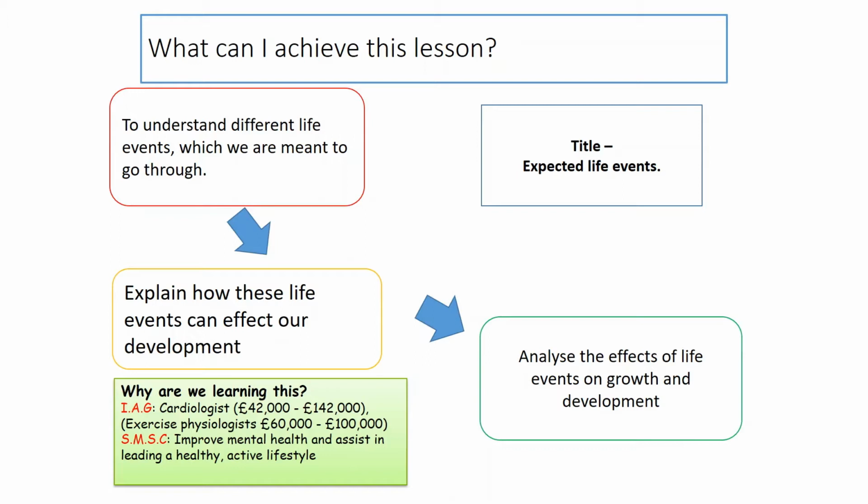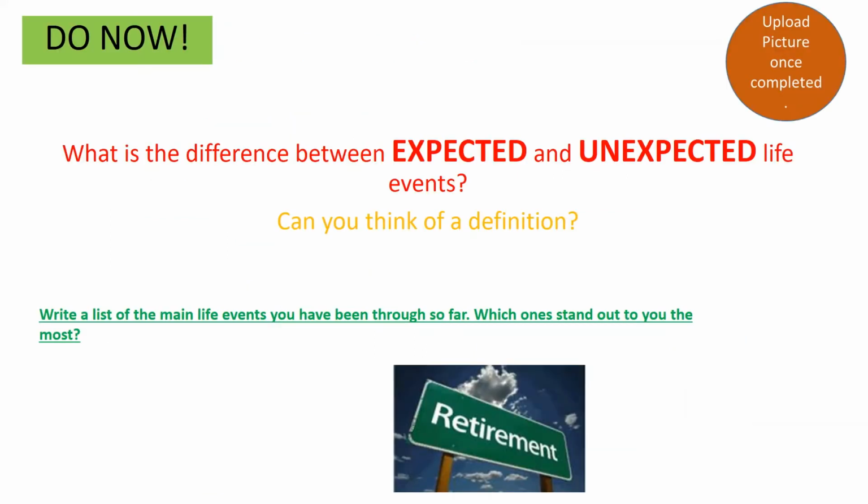So the first thing that I want you to think about is the next coursework piece of unit that you're going to be doing, and that is based on expected and unexpected life events. So we're going to look at expected life events today. I want you to tell me what the difference is between an expected life event and an unexpected life event. Can you think of a definition?